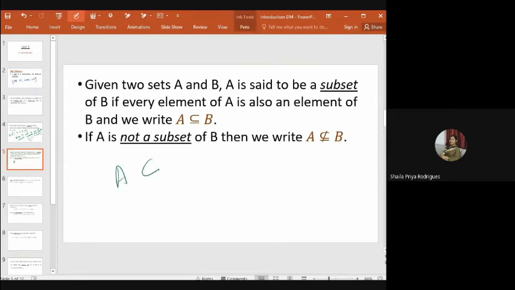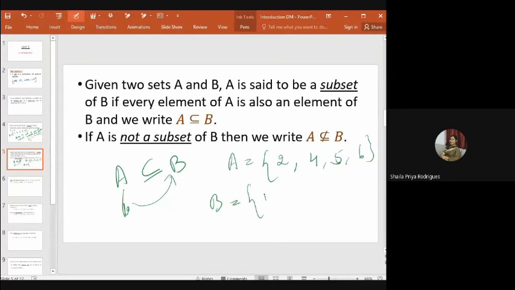A is said to be a subset of B if every element in A is also present in B. All right. For example, if A is the set having 2, 4, 5, and 6 in it, and B is the set having 1, 2, 3, 4, 5, okay? Is A a subset of B?